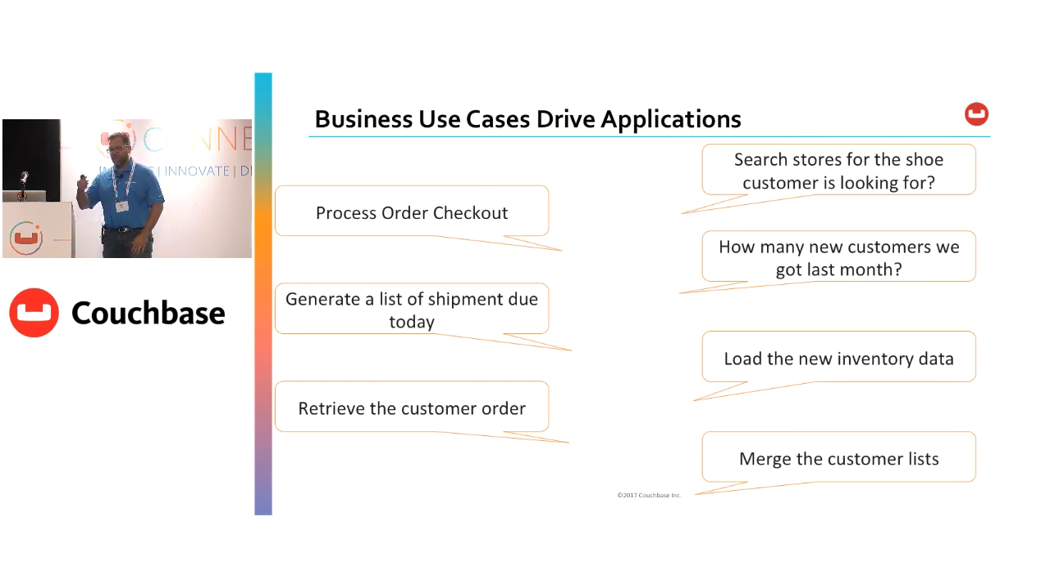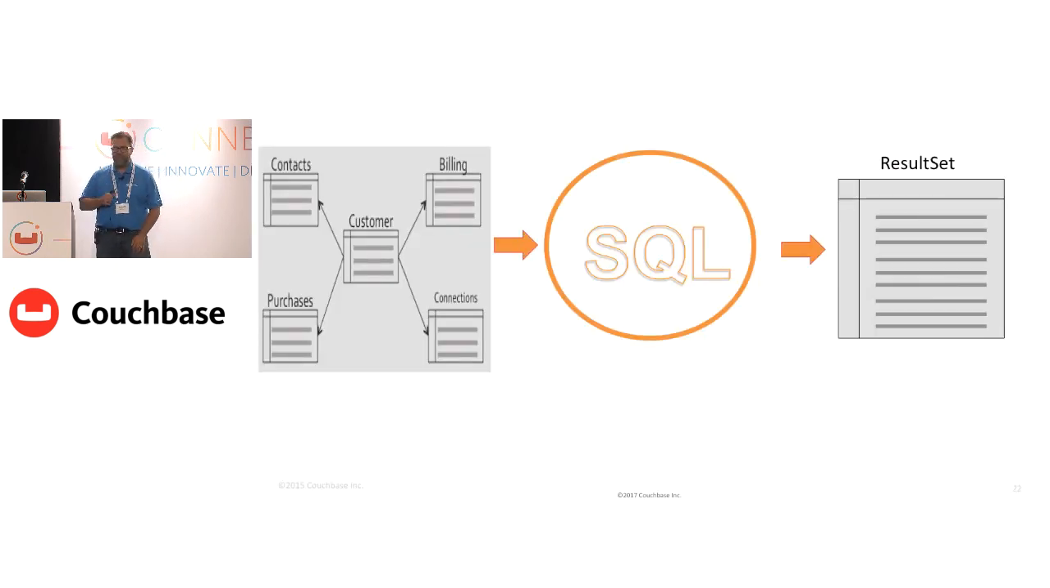So we get requests such as: process this order at checkout, generate a list of shipments that are due today, load my new inventory data, merge customer lists together. These are all things that can be represented in SQL statements to help drive our applications. In the relational world, I can take those use cases, craft a SQL statement, submit that to the database, it does the processing and the work, and it returns a result set back to me. Key point there is the database engine is doing the work for me in that example.